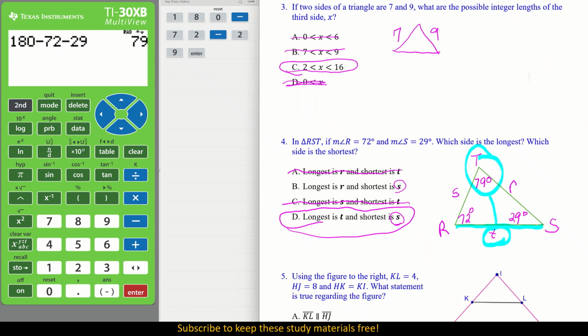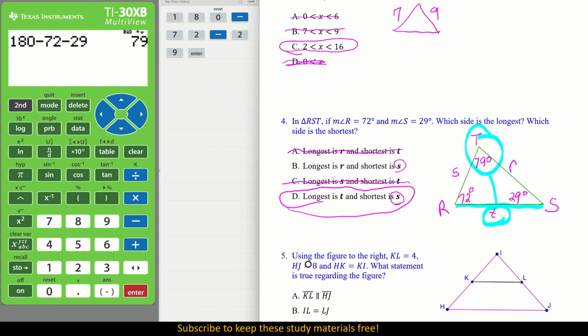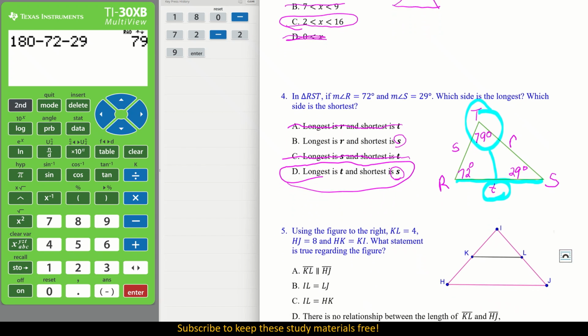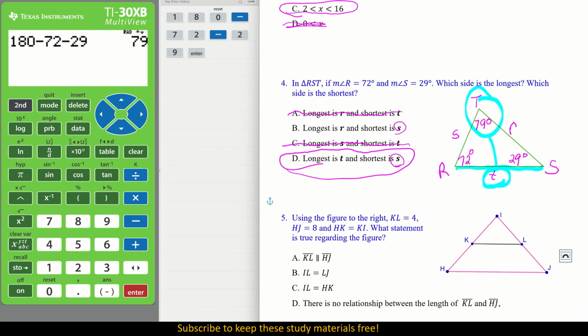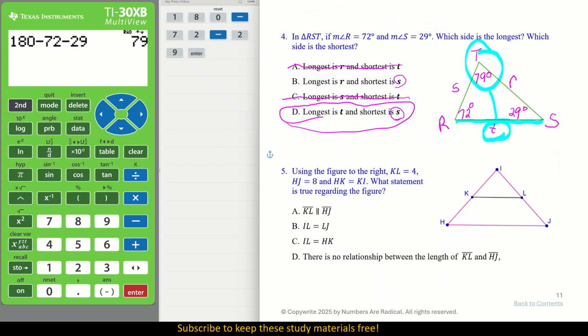Okay? All right, those are some of the properties, put all together. Now, you may not get a triangle like this where it's labeled. You'll have to label it all yourself, okay? All right, so let's look at number 5. Using the figure to the right, okay?